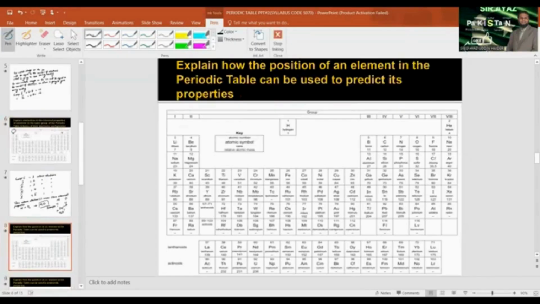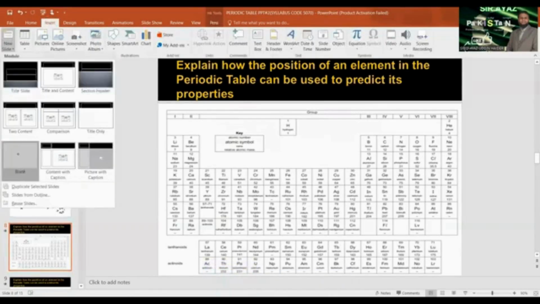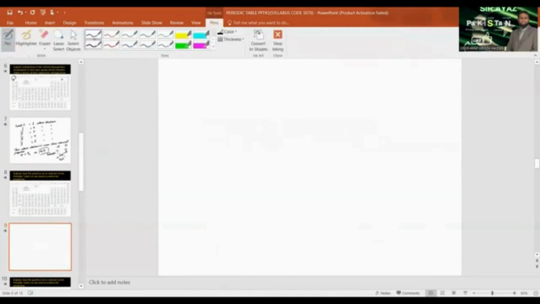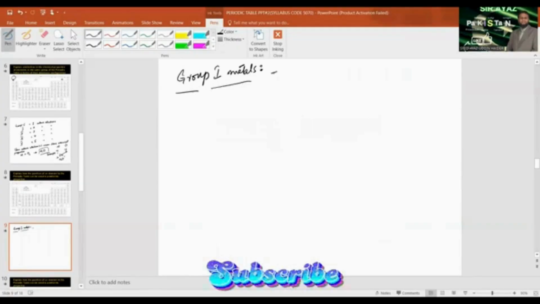Explain how the position of an element in the periodic table can be used to predict its property. You can also predict the properties of the elements if they are present in the same group, although there is a trend. For example, if I talk about group 1, there is a trend for group 1 metals. They have some unusual properties, like they are soft. Metals are usually hard, but they are soft metals.